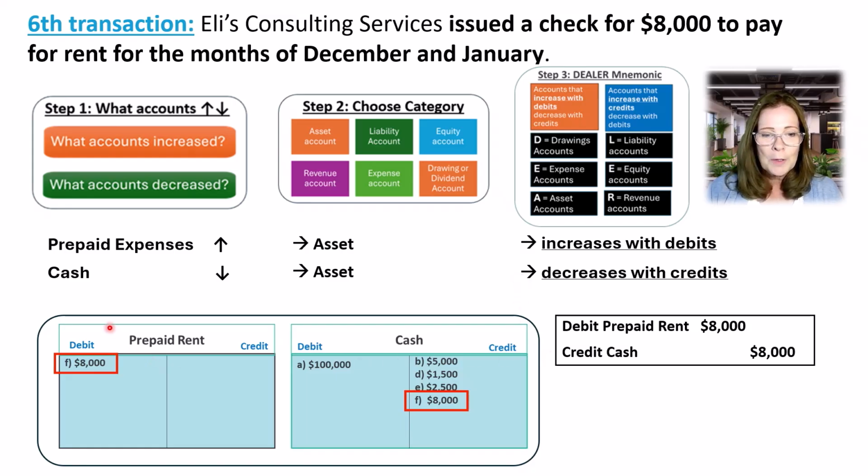We now create a T account for prepaid expenses with debits on the left and credits on the right, and write the transaction ID F and the amount of $8,000 into the debit column of the prepaid expenses account. Next, we find the cash account and write the transaction ID F and the amount of $8,000 into the credit column of the cash T account.